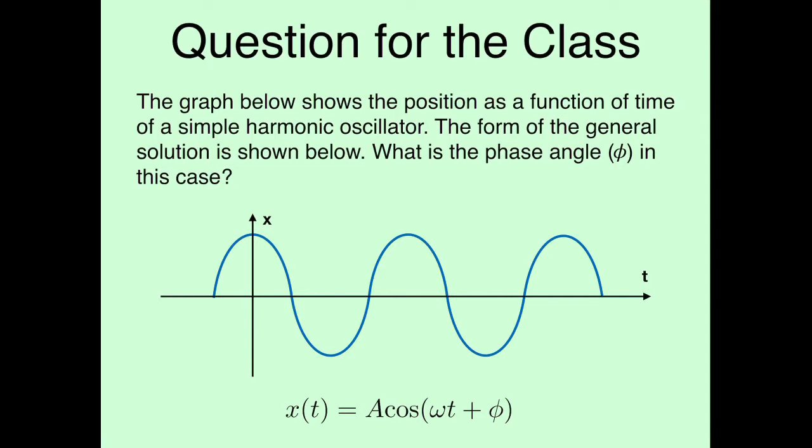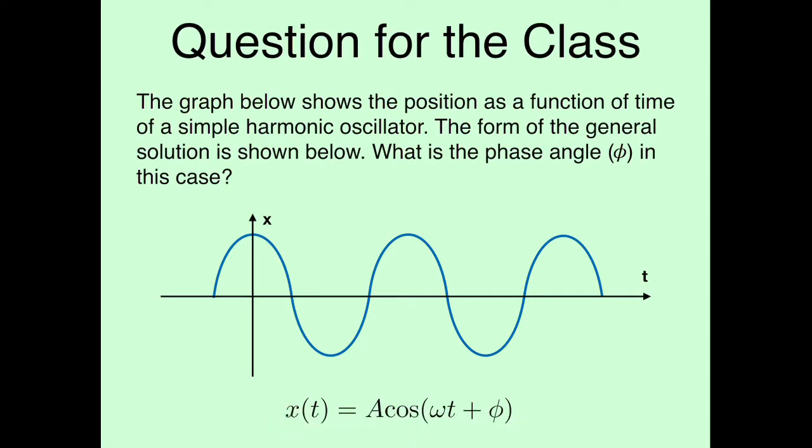Today we're going to be continuing our chapter 14 lecture on oscillations, and I thought I would start with an example problem for you guys to work out. So here we have a graph that shows the position as a function of time of a simple harmonic oscillator. The form of the general solution is shown below, so we know that x as a function of time is equal to A cosine(omega t plus phi). So that's the general form. Now, based on this, what is the phase angle phi in this case? In other words, use the information on the graph to try to figure out the phase angle phi.